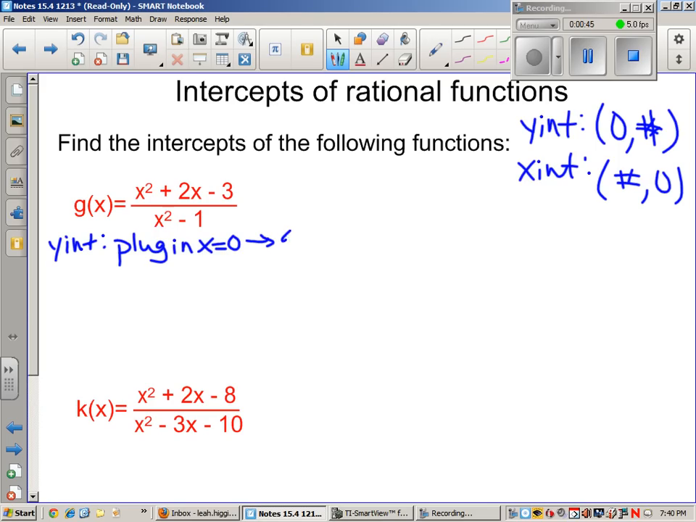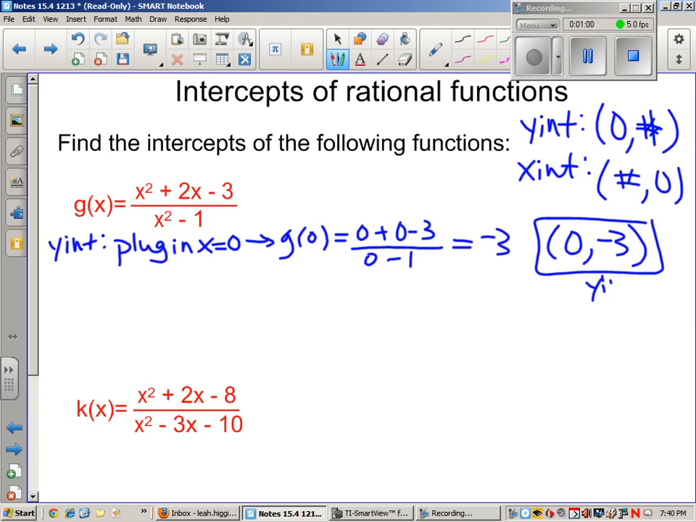Okay. G of 0 equals 0 plus 0 minus 3 over 0 minus 1, and I get negative 3. Great, that's the y-coordinate of the y-intercept. 0, negative 3 is your y-intercept. Don't forget to write your intercepts as points, right? How about an x-intercept? Plug in y equals 0, right?